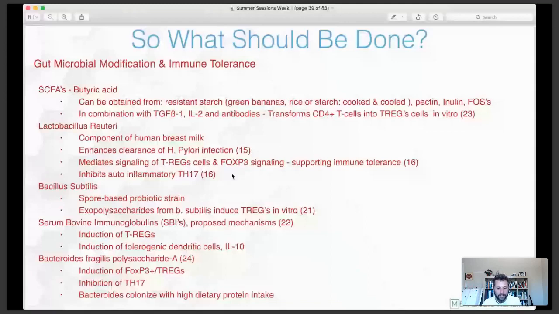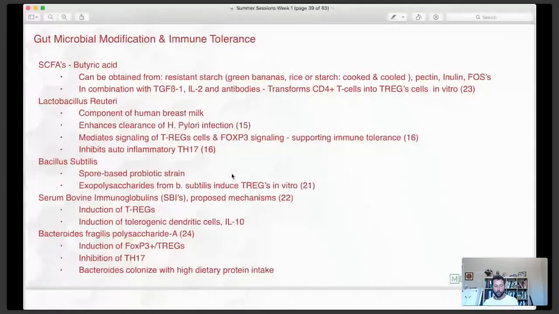And Bacillus subtilis, there's a good number of studies. Microbiome Labs has a great product on Bacillus subtilis. So it's a spore-based probiotic. They have a great product that they formulated, but there's good studies on that.